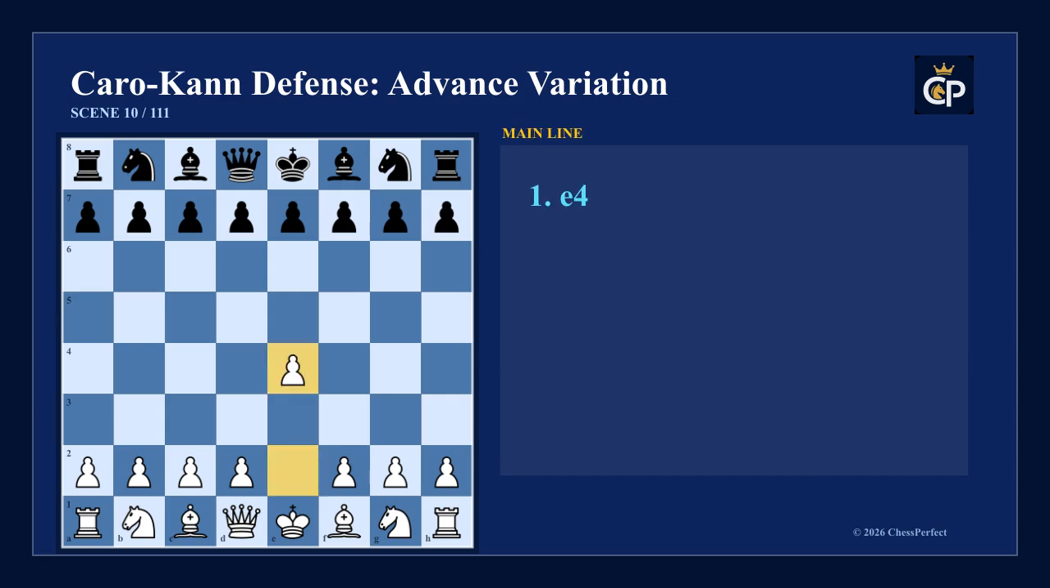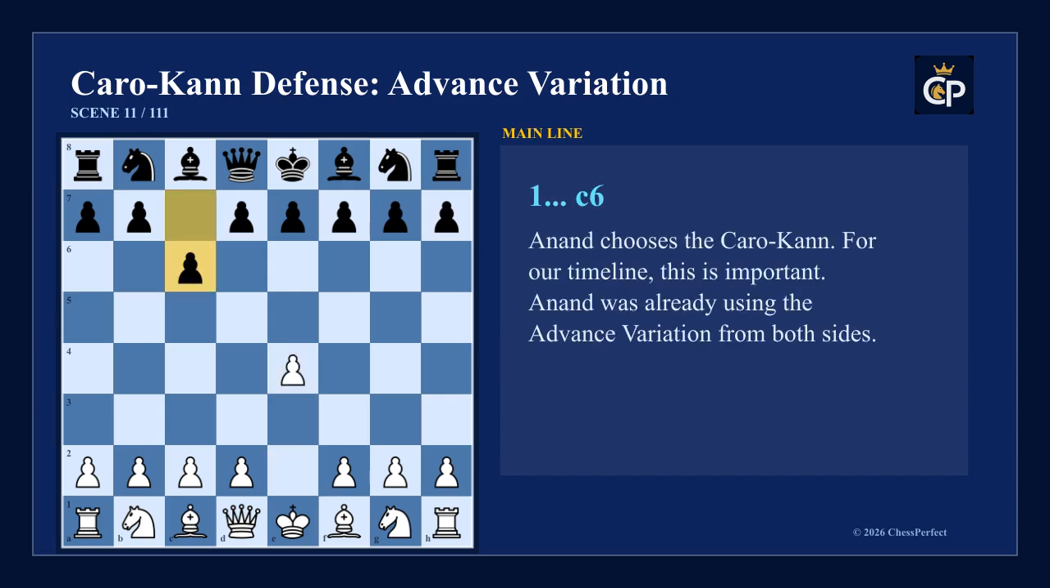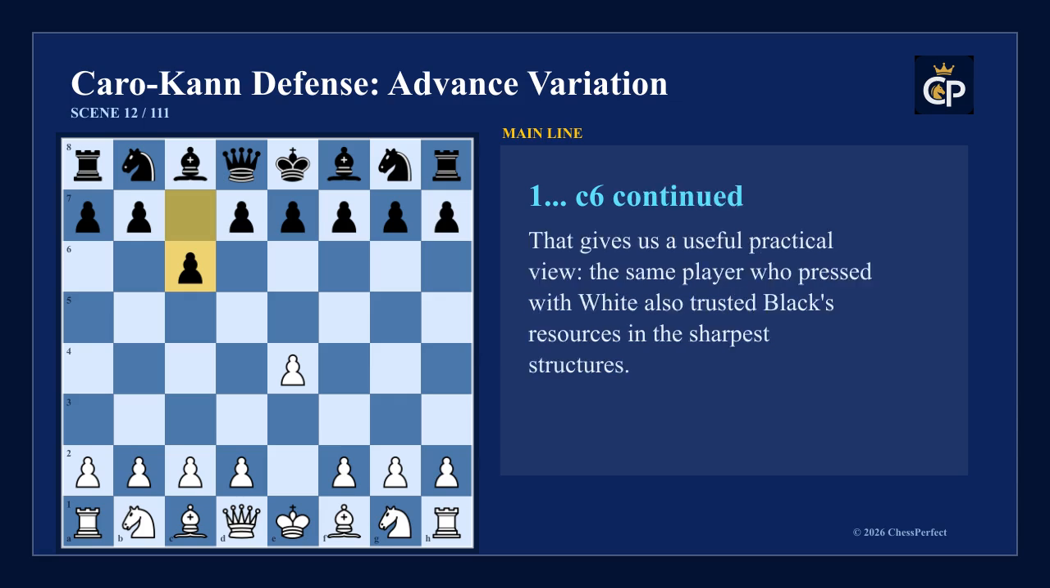e4, c6. Anand chooses the Caro-Kann. For our timeline, this is important. Anand was already using the advance variation from both sides. That gives us a useful practical view. The same player who pressed with white also trusted black's resources in the sharpest structures.